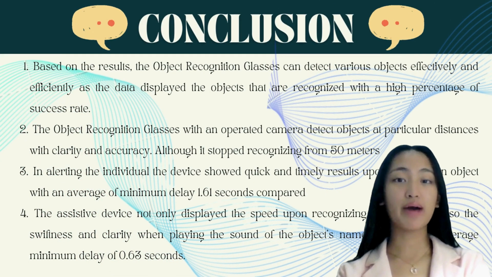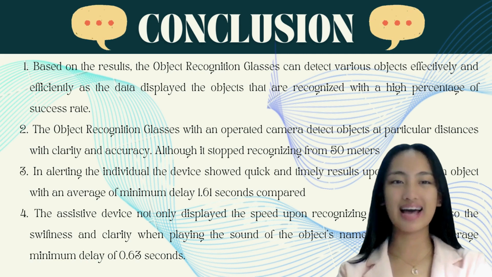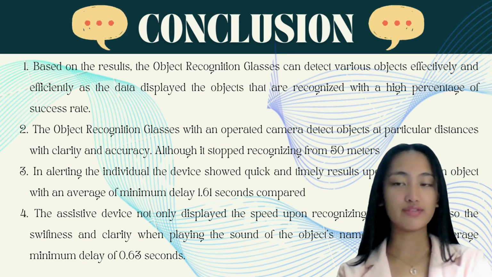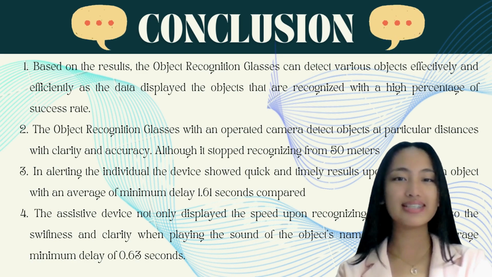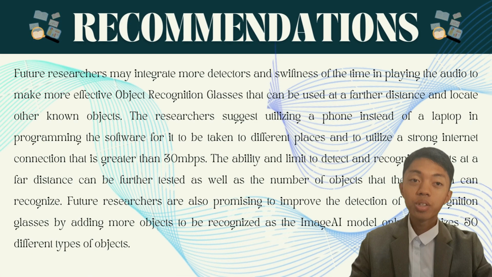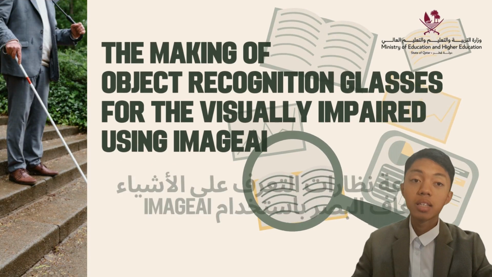In conclusion, after compiling different results, the object recognition glasses can detect various objects effectively, showed great clarity in identifying, and speed and swiftness in the time interval of recognizing objects and playing the object's name. For future researchers, we recommend integrating more detectors, expanding the distance the object recognition glasses can cover, utilizing a phone instead of a laptop, having a stronger Wi-Fi connection, and lastly, recognizing more objects.